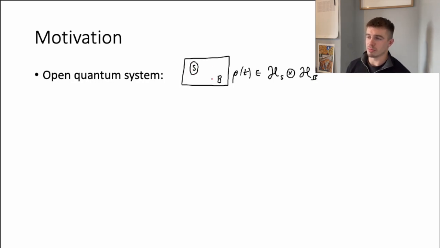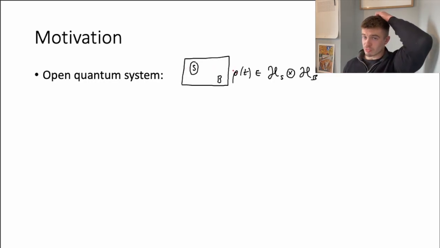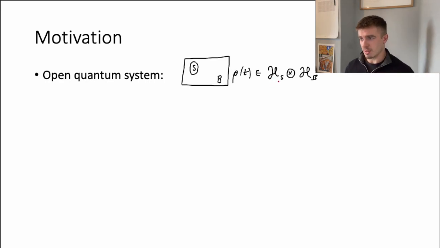and it's surrounded or enveloped within some bath B. And the state of this composite system, so the system and the bath, is given by this density operator rho, and it lives inside the tensor products Hilbert space of the system and the bath.